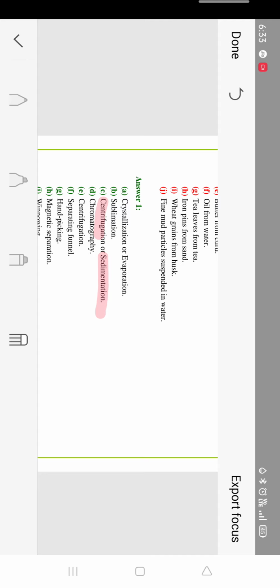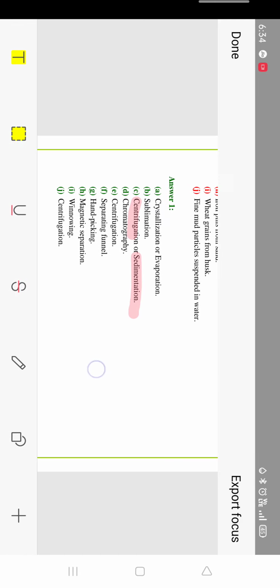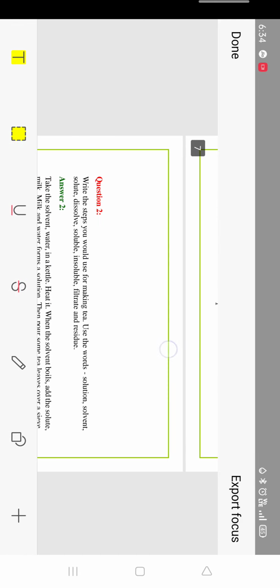Next is iron pin from sand. In that case we use magnetic separation, because iron is a magnetic substance. Next is wheat grain from husk, then we use winnowing. Next is fine mud particles suspended in water. In that case we use the centrifugation technique.